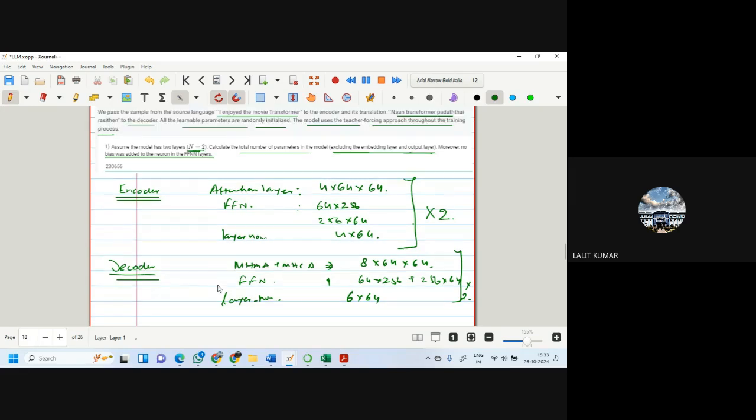Now, what would have happened if the embedding layer and output layer were there? Then you would have added 2 into vocab size into D model in encoder, and the same for the decoder also. So it would have become 4 into vocab size into D model. Is that okay? So output layer will be 1 only, right? Totally. Output layer will be 1 only.